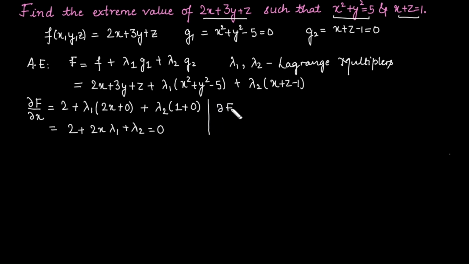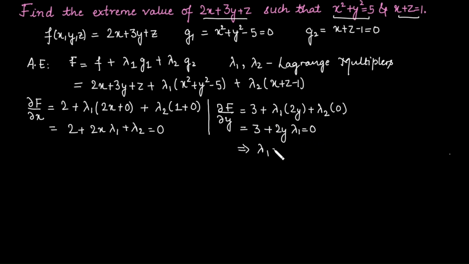Then find the partial derivative of the function with respect to y. Here we have 3 plus lambda 1 times the derivative with respect to y, which is 2y, plus lambda 2 times the derivative of this term with respect to y, which is 0. The simplified form in this case is 3 plus 2y lambda 1 is equal to 0. From here we can extract the value of lambda 1, that is minus 3 by 2y.